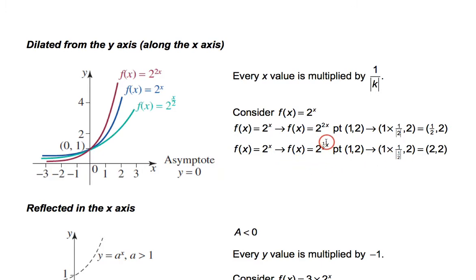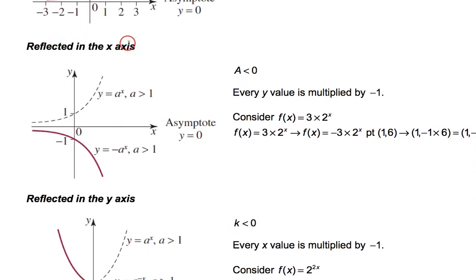What about if the coefficient of x was 1/2? Well, this time we'd see the point (1, 2), the x value would be 1 multiplied by 1 over 1/2, and we end up with the point (2, 2). So when we're doing these, it's important to try and think about a particular point and what the effect would be on that particular point. I can explain this again in class.